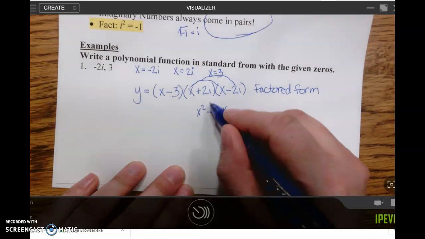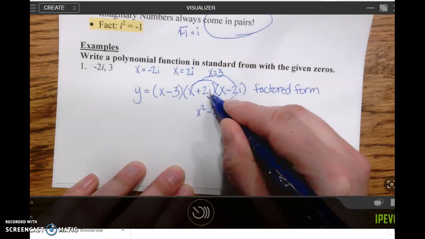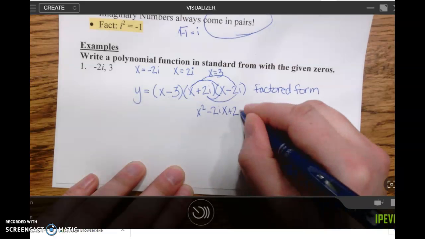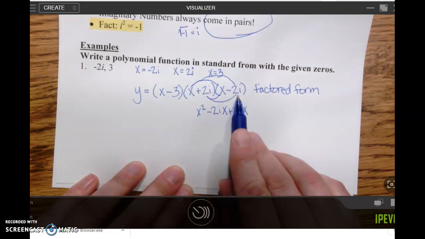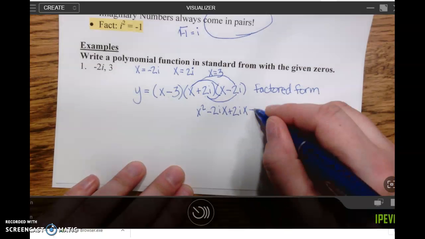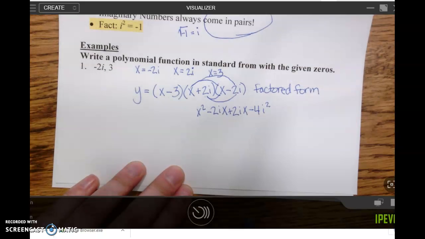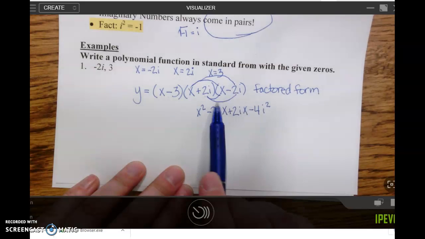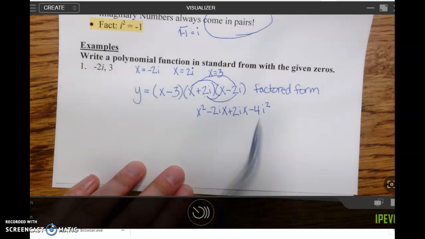Now we're going to distribute the 2i to both terms. So 2i times x is positive 2ix. And 2i times a negative 2i is a negative 4i squared. So the 2 times the negative 2 gives you the negative 4. The i times the i gives you the i squared.